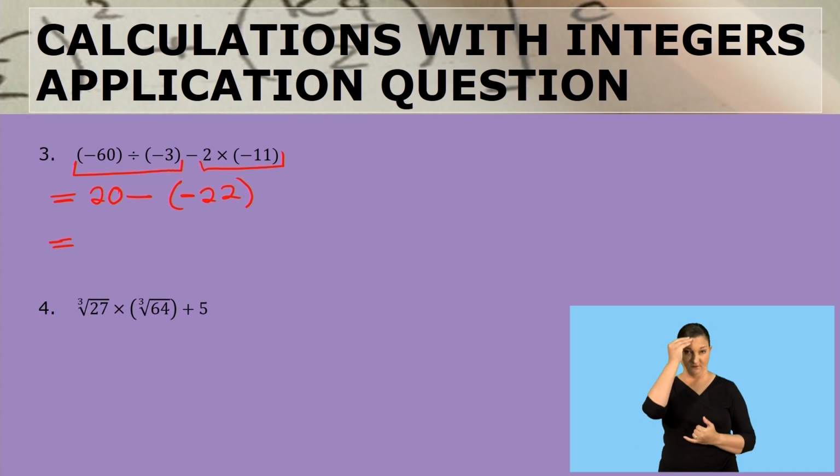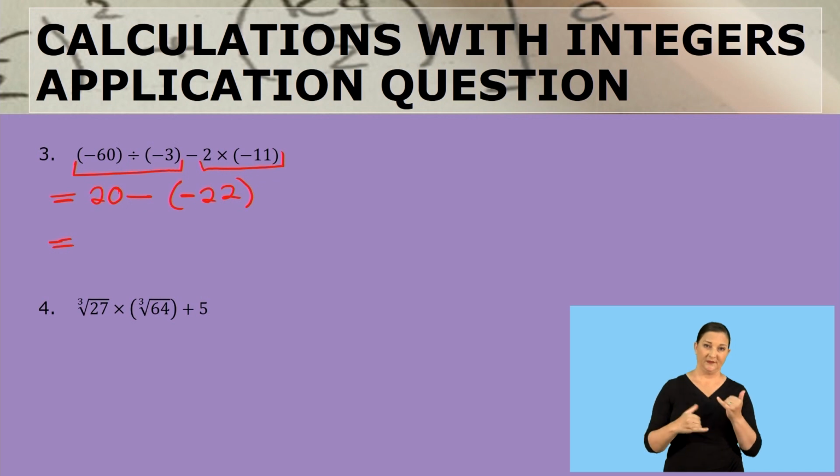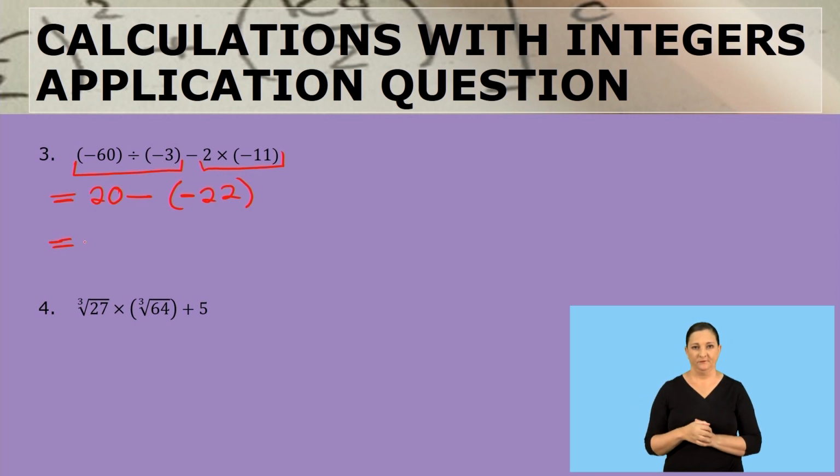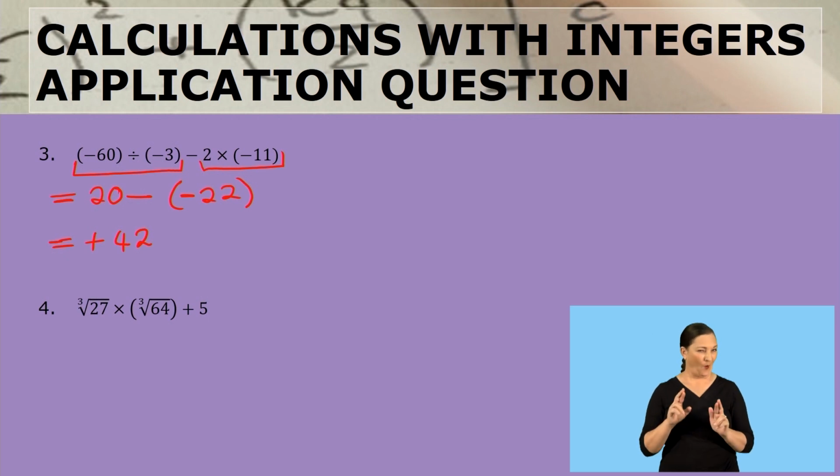Then we have to remember addition and subtraction of our integers. We are now saying a positive 20 minus a negative 22. And that is going to give us a positive 42 as our answer. Did you get that correct? I really hope that you did. Let's move on to number 4.